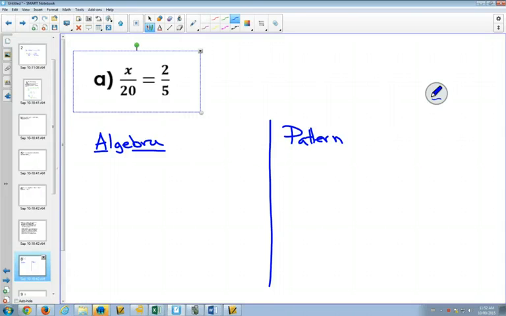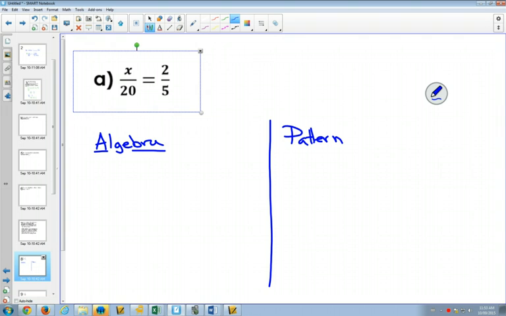But we're going to do the algebra way and the pattern way for each of these, and we want to get good at both of them so that depending on if the numbers are nice, we can use the pattern way because it's faster. If the numbers aren't nice, we're not like, oh, I'm screwed because I can't do anything because the numbers aren't nice. We can still be able to figure it out.